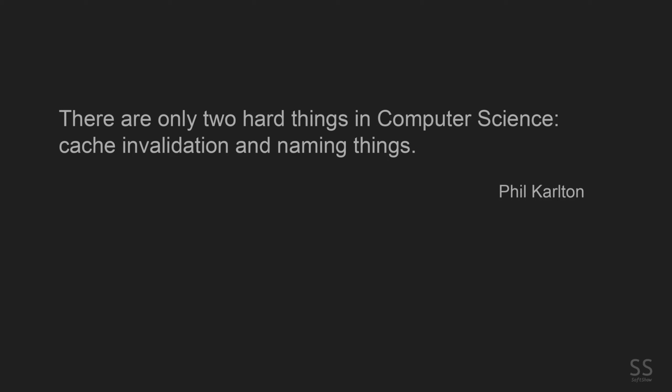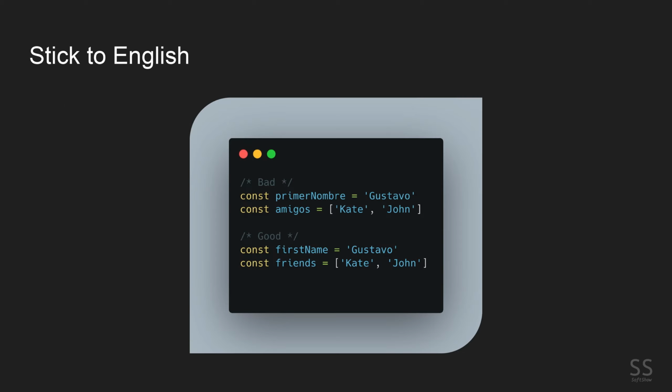But don't worry, this guide is here to make it easier. While these tips can be applied to any language, I'll be using JavaScript to show you how it works. Tip number 1. Stick to English. Always name your variables and functions in English.